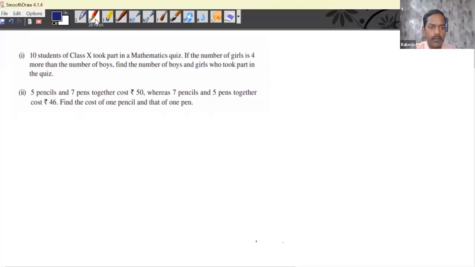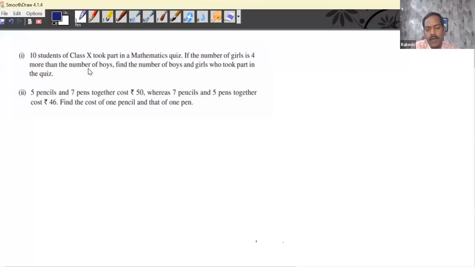We'll be focusing primarily on the first question. Let's see what it says and try to understand it. It says that there are 10 students in class 10. They took part in a mathematics quiz. If the number of girls is 4 more than the number of boys, find the number of boys and girls who took part in the quiz.